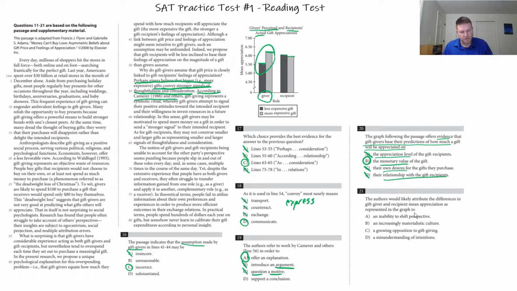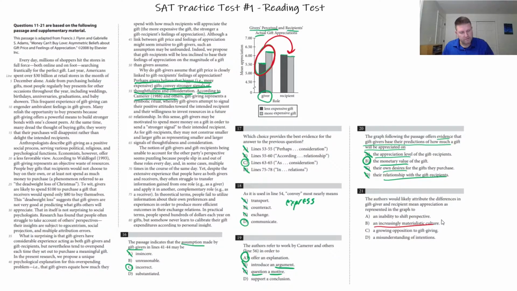appreciation as represented in the graph to, so they're saying, why is there this difference between what the givers would think is appreciated versus what the recipients will appreciate? Why is there a difference here? And an inability to shift perspective. That's really strong, and we'll talk about why in a second.